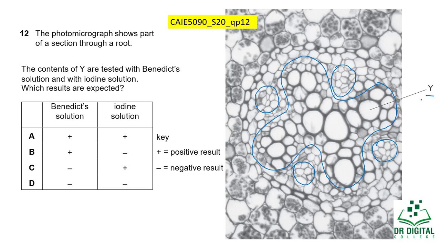So if Y is xylem, then what can be passing through xylem? Water and the mineral salts. So the Benedict test is for reducing sugar, while the iodine test is for starch. So there cannot be starch, there cannot be reducing sugar. So the answer for this question is D. A is wrong because it says some reducing sugar is present. B is wrong because it says some reducing sugar is present. C is wrong because it says some starch is present.